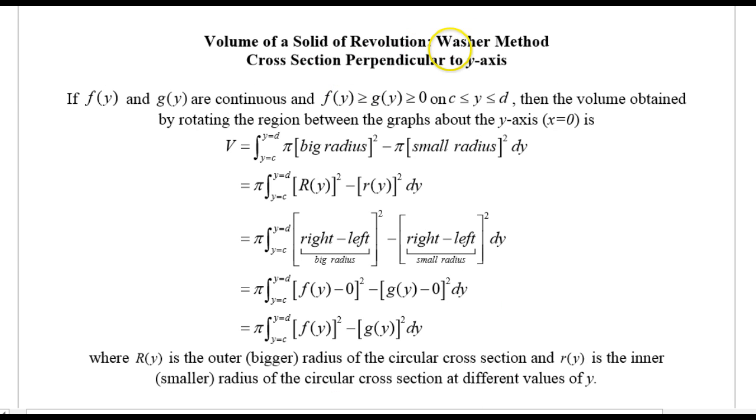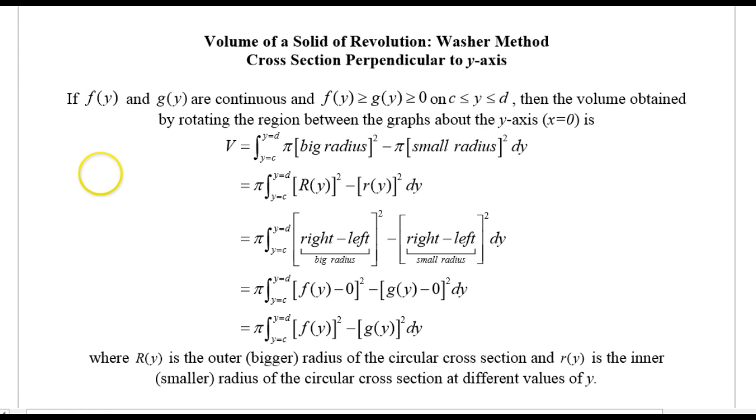And now we can also apply the washer method when our cross sections are perpendicular to the y-axis. So for the washer method, we're going to need two functions in terms of y, f of y and g of y, that are continuous. And f of y has to be greater than or equal to g of y, which means to the right of, in this case. So we're not looking at above and below, we're looking at right and left. So f of y is on the right, g of y is on the left. Both of them are greater than or equal to 0, so in quadrants 1 and 4. And we're going to look at these on the y values from c to d.